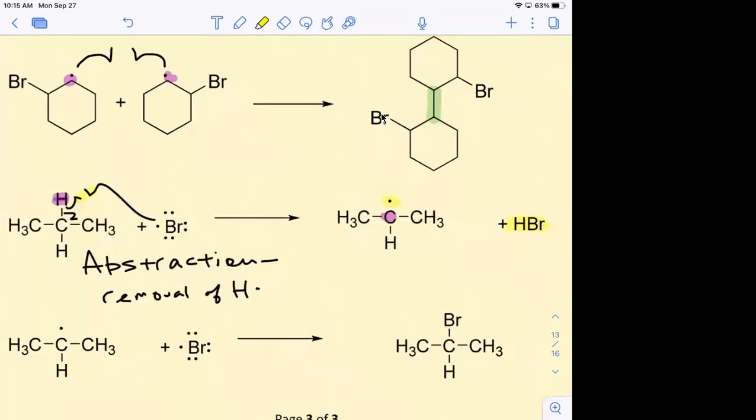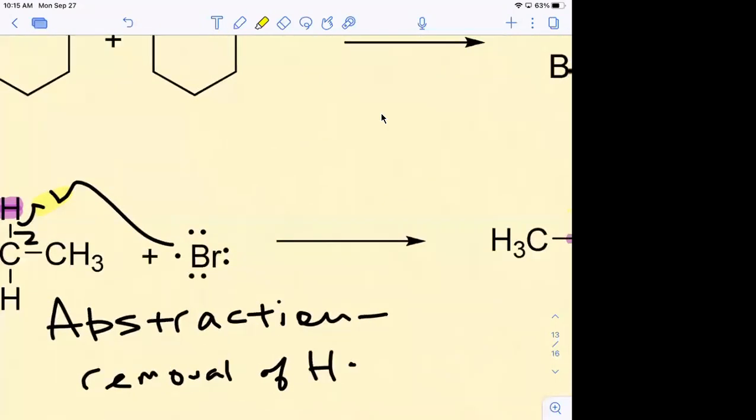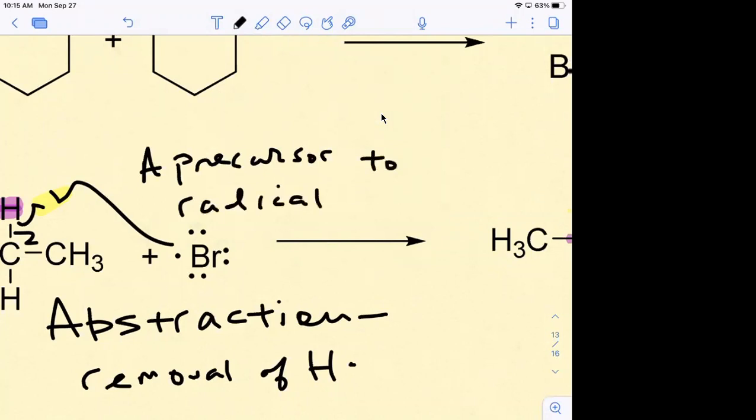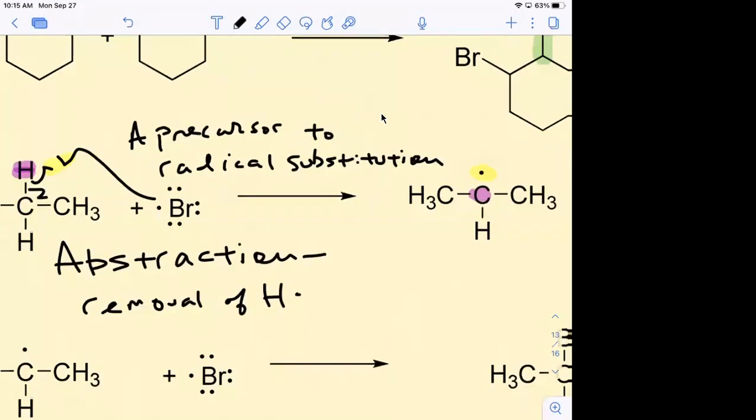Right, this is a step. I'm going to say it's a precursor to radical substitution, which we're going to look at in a second. We've got a nice example to work through. All right, so it's a precursor to radical substitution.